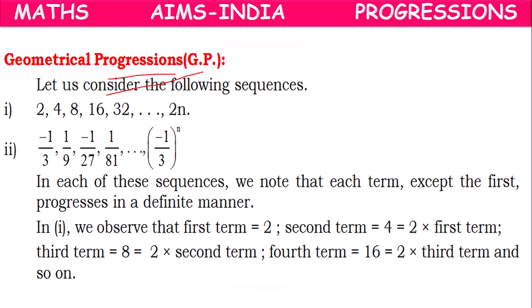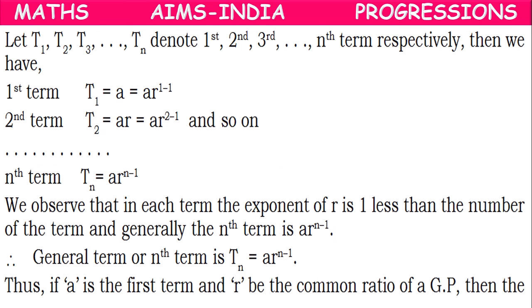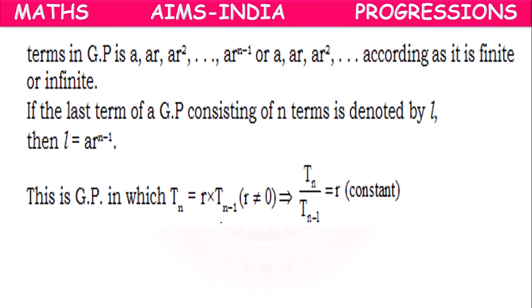About geometric progression we have discussed. General term of geometric progression we have discussed, which is Tn equal to a r to the power of n minus 1. And the last term, it is also denoted as L, whose formula is a into r power n minus 1.